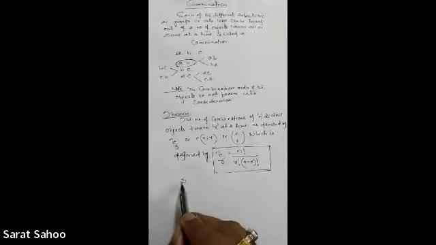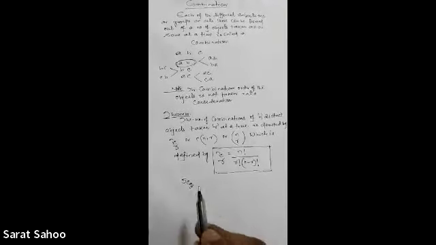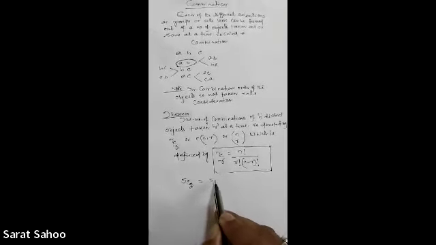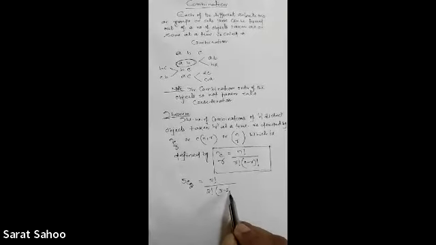So 5C2 is equal to 5 factorial upon 2 factorial into (5 minus 2) factorial. This is equal to 5 factorial upon 2 factorial into 3 factorial. This is equal to 4 into 5 divided by 2. This is equal to 10.